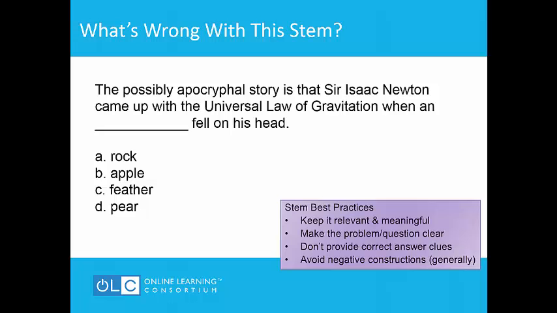Take a look at the stem for this question. Take a minute to read it and then review the STEM best practices in the purple box in the lower corner. Which of these best practices does this stem violate? Don't provide correct answer clues. The word "and" provides a clue as to what goes in the blank. The only option from the list that would follow the word "and" is apple.